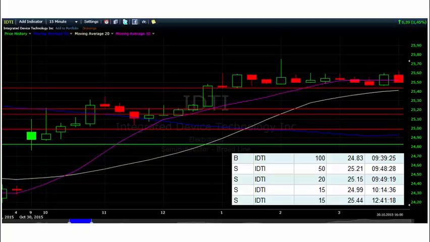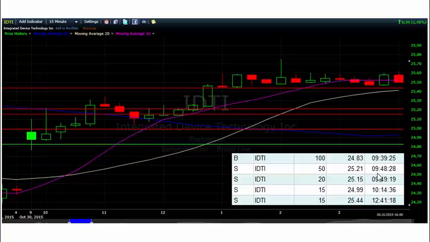It was IDTI on October 30, and you see I put here some lines, one green line and 4 red lines. The green line represents the stock price level where I bought this stock, and it's 24.83. It was at 9:39 that day, and I took 100 shares.